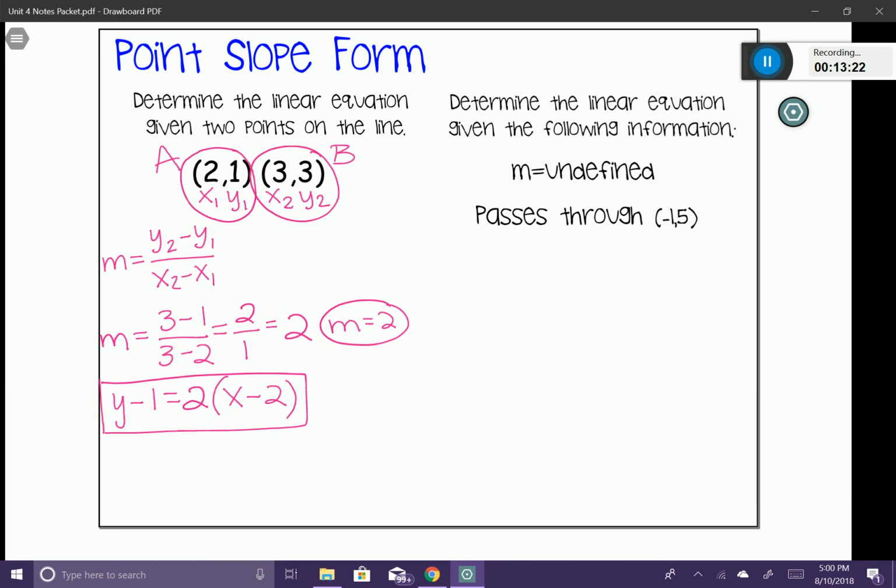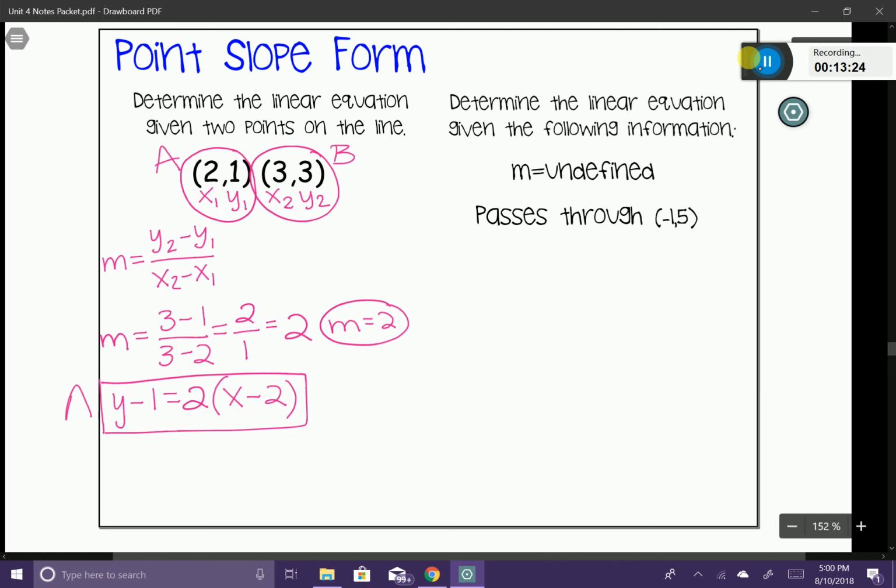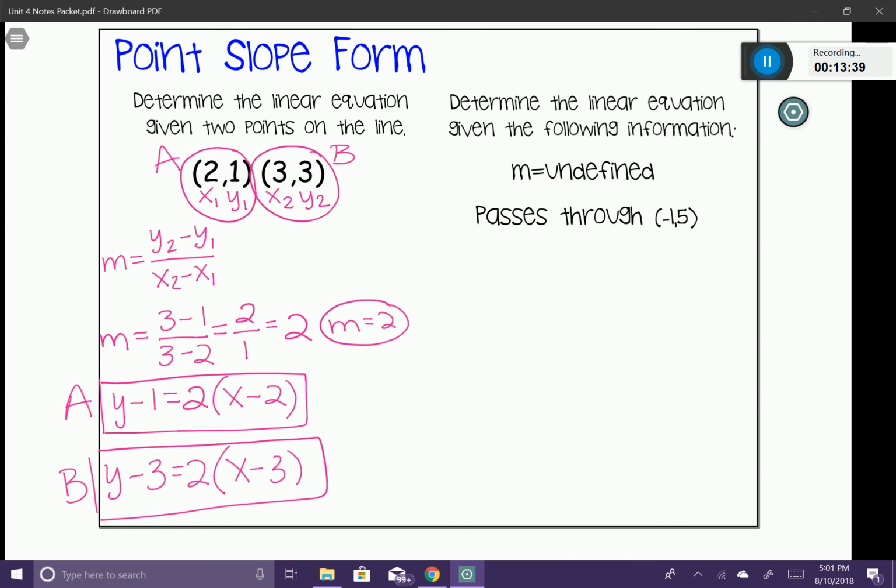Now, let's say that you wanted to use B. So we'll call this A, and we'll do the next one B. That would be written as y minus 3 equals 2 times x minus 3. And you're done. So either one of these is fine. You don't need to write both of them. One of them will suffice.